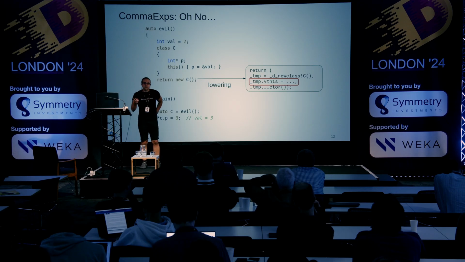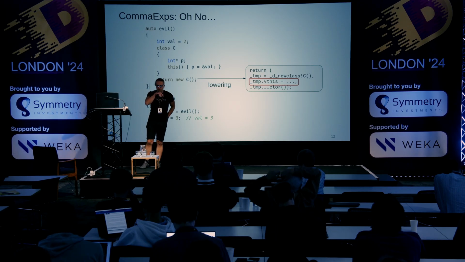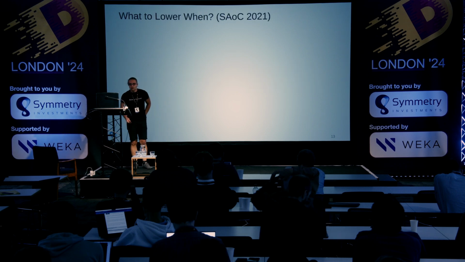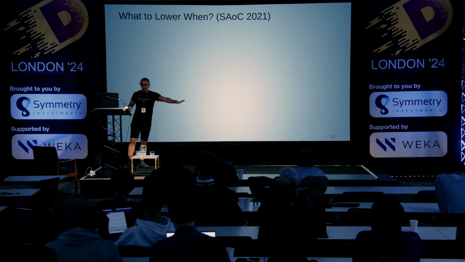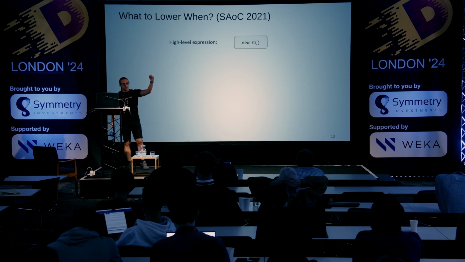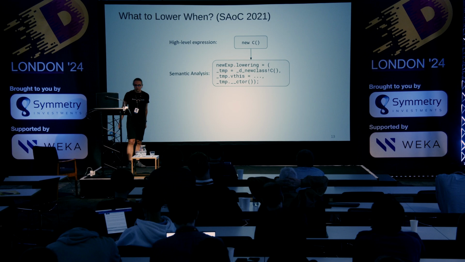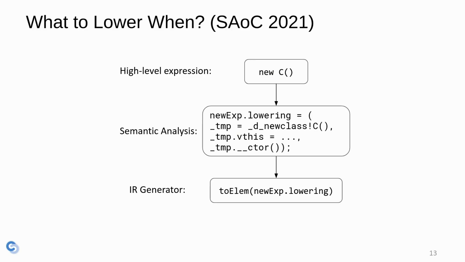Fine, but let's go a little bit back to the approach we had to lowering. So at the beginning, all lowering was done in the semantic phase, which means that you start with a high-level expression, this time is new C. Okay, then you need to create this comma expression. To create this, basically, you would put all these together within your comma expression, and then the IR generator would simply need to convert whatever it finds there to an actual IR representation.